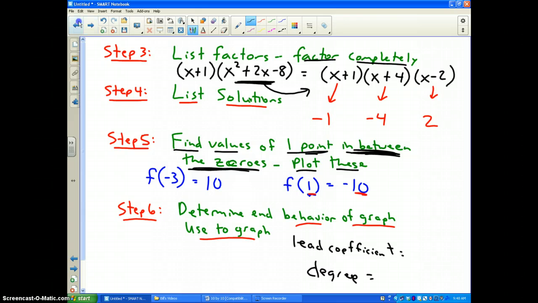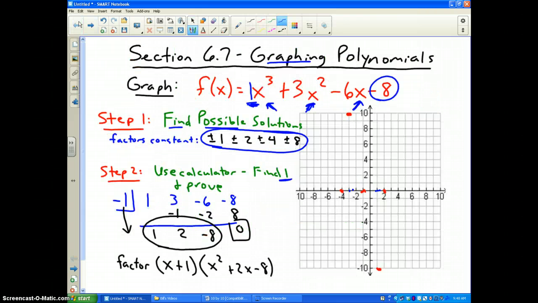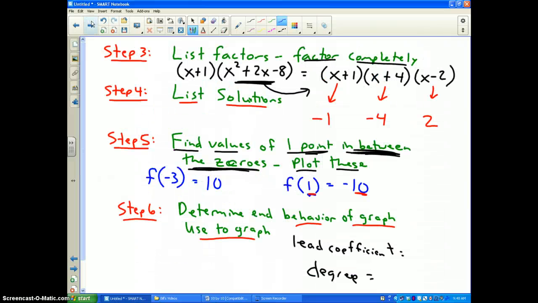All right, so let's go back. Our lead coefficient is a positive 1, and our degree is 3, which is odd. So our lead coefficient is positive, and we have odd degree. Now, if you check your notes, when you have an odd degree and positive, this is a down and up situation. The graph starts down and finishes up.